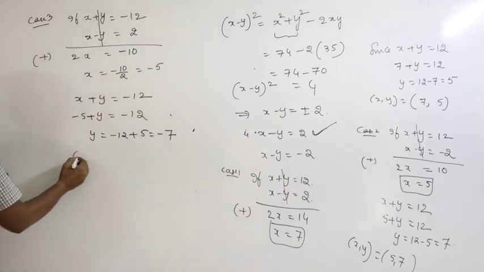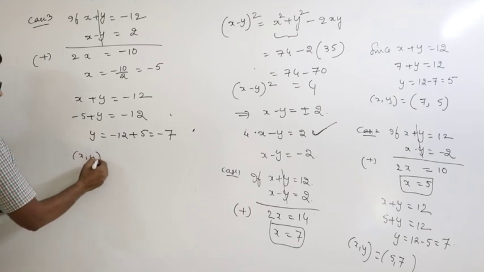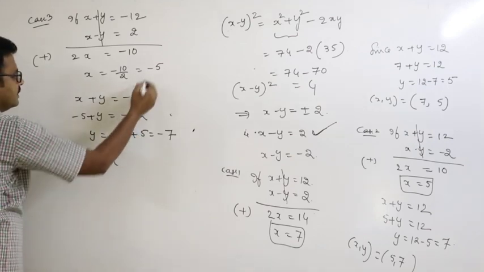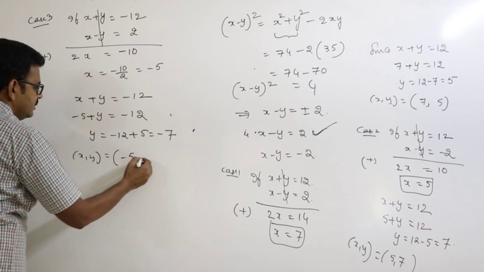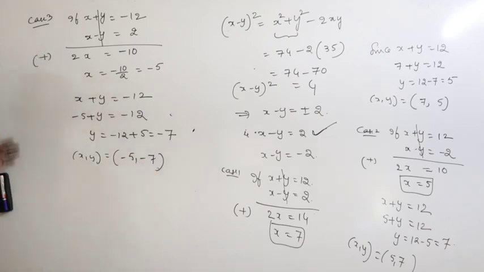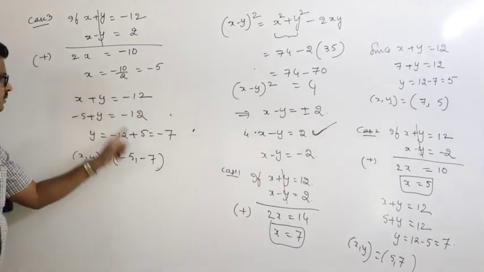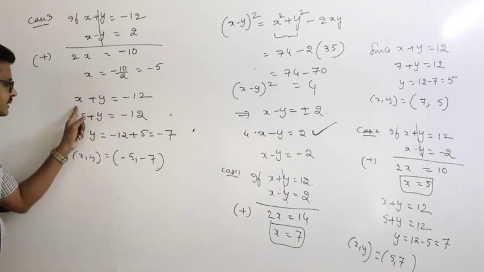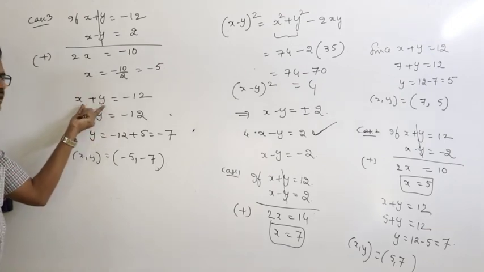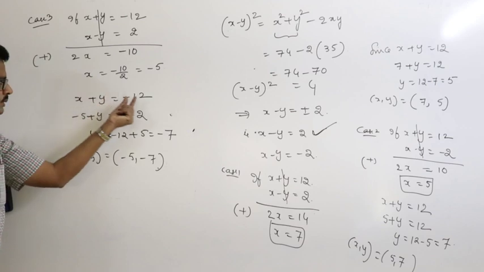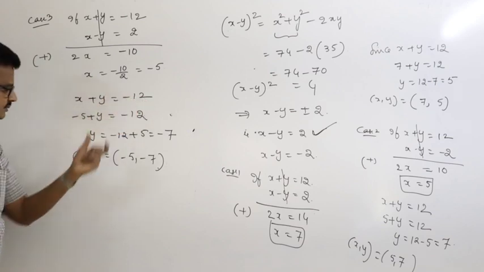Now in this case, x and y values are minus 5 comma minus 7. Verify: x plus y is equal to minus 12. X value minus 5, y value minus 7. Minus 5 minus 7 is minus 12, which is equal to RHS.